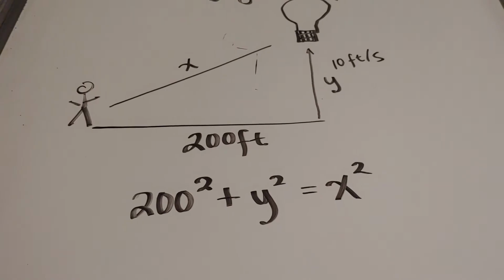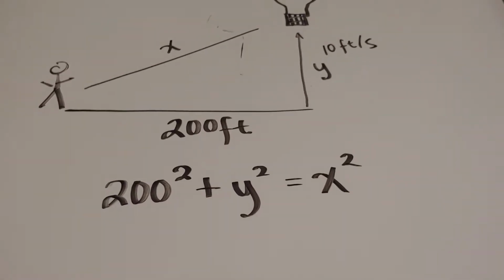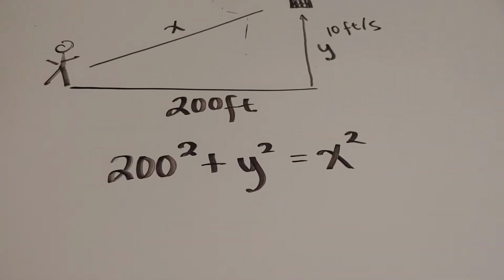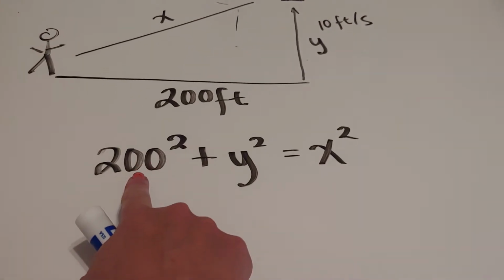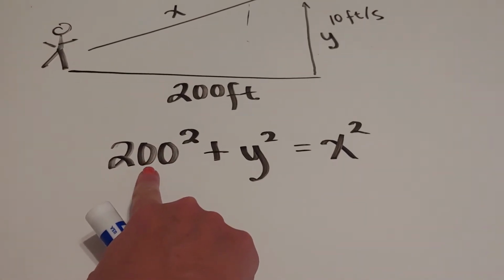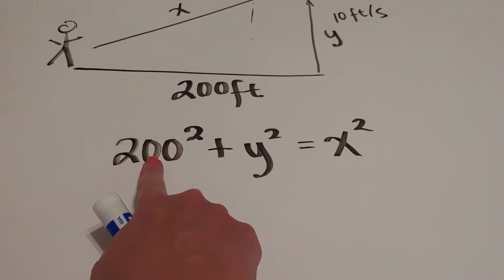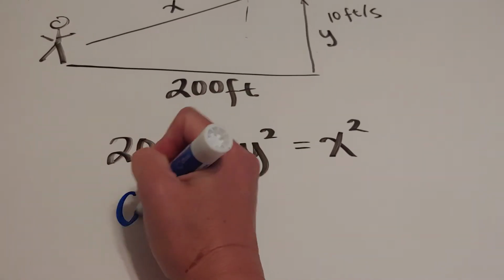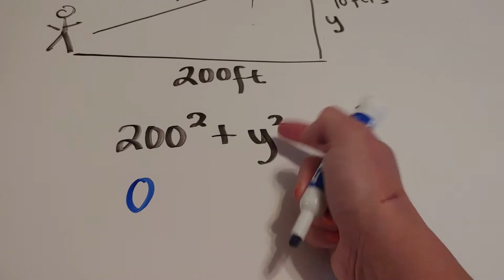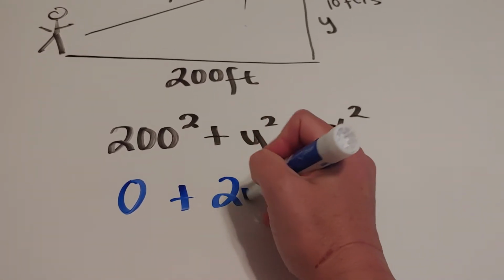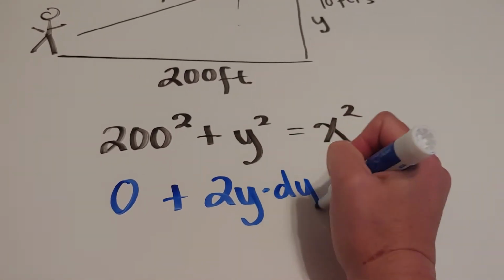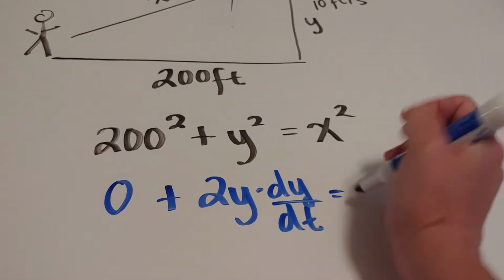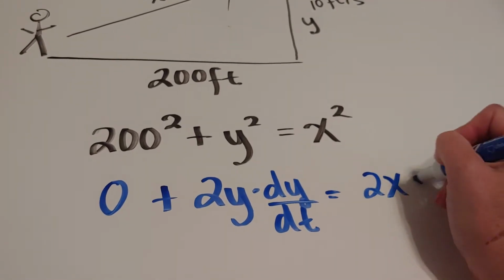Now, to introduce time in this section, we're going to take the derivative with respect to time. Some students are tempted to do a power rule on this, but this is 40,000, I believe. The derivative of this is 0. The derivative of y squared will be 2y dy/dt, and the derivative of x squared will be 2x dx/dt.